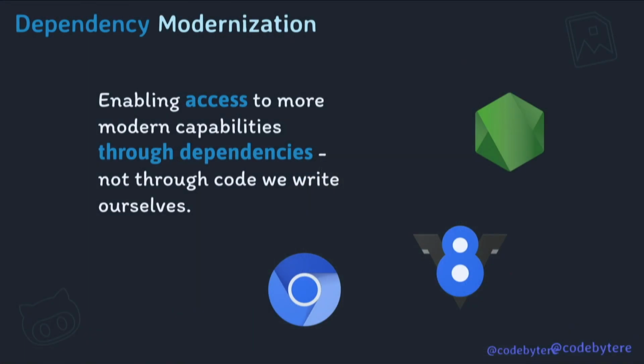Finally, we move to dependency modernization, which is modernization that enables access to more modern capabilities through dependencies, and not through code we've written ourselves. For Electron, three key dependencies of this nature are Node, V8, and Chromium. Updating each of these gives users access to more modern features, but also brings with them potentially breaking changes. And so we need to be mindful about how we coordinate these upgrades.